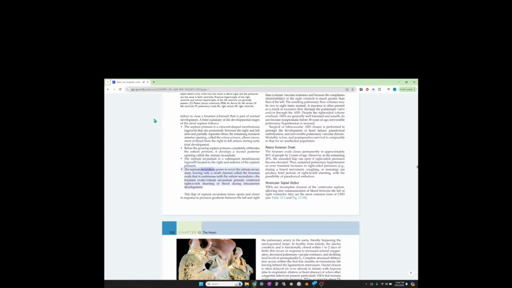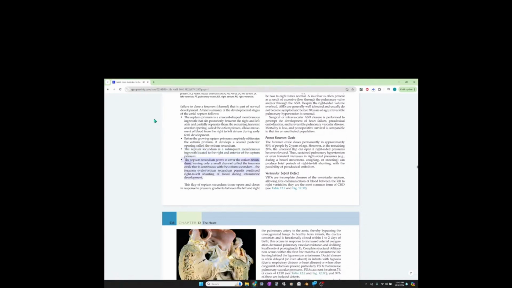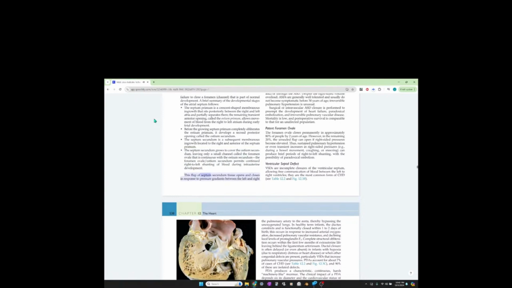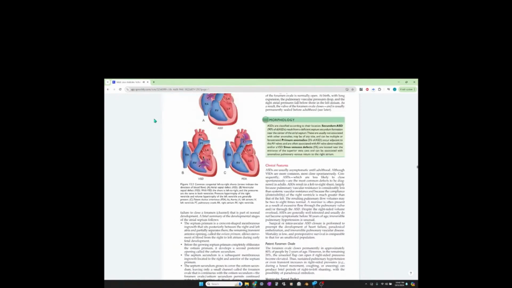The septum secundum grows to cover the ostium secundum, leaving only a small channel called the foramen ovale that is continuous with the ostium secundum. The foramen ovale/ostium secundum permits continued right-to-left shunting of blood during intrauterine development. This flap of septum secundum tissue opens and closes in response to pressure gradients between the left and right atria.